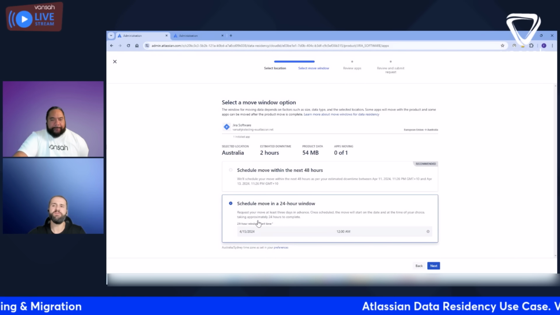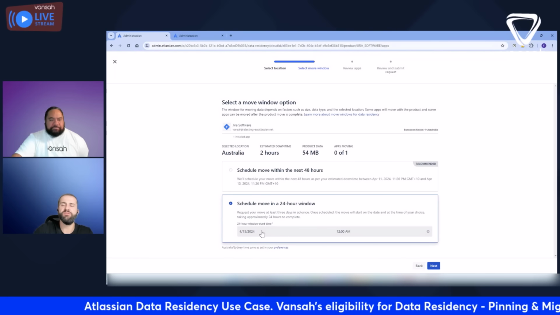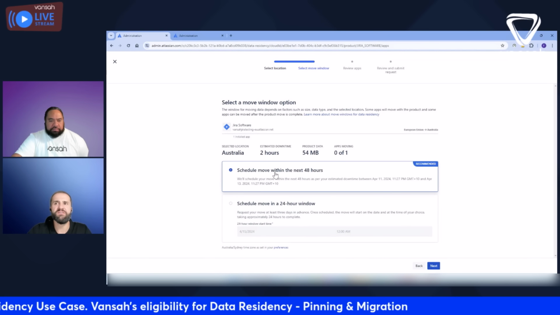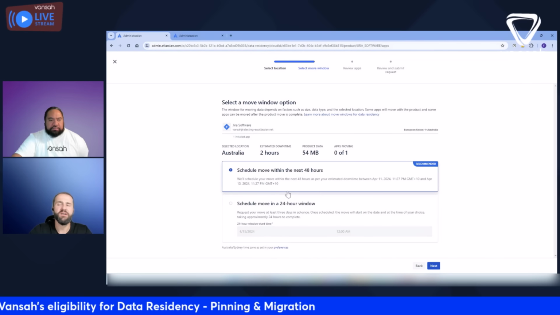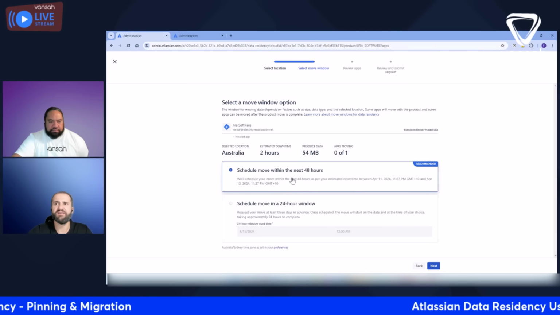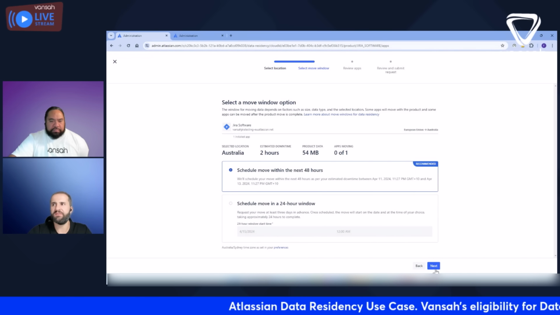So if you think that a Sunday or a Saturday is not really a busy time for your users, then probably choose it. If you're not really concerned, we can just say, look, within the next 48 hours, Jira, you'll be notified, and then you go from there. So let's just say for the next 48 hours. We've seen that it does it quite quickly, even though it says next 48 hours.